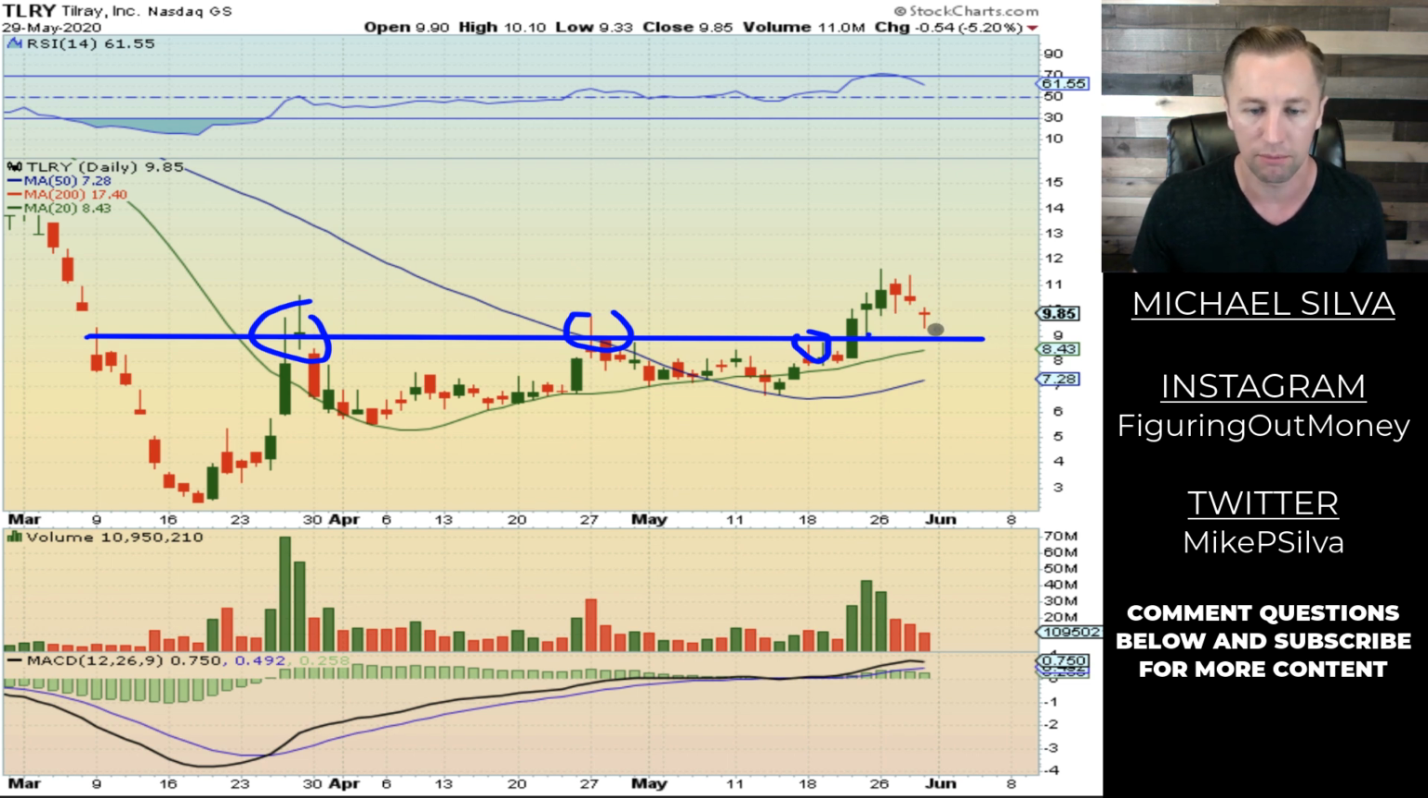And now it looks like the price is coming back to retest it again. Now, what I like about this retest, and I think it's going to bounce from this point, is because it broke out on high volume and is retesting on low volume.